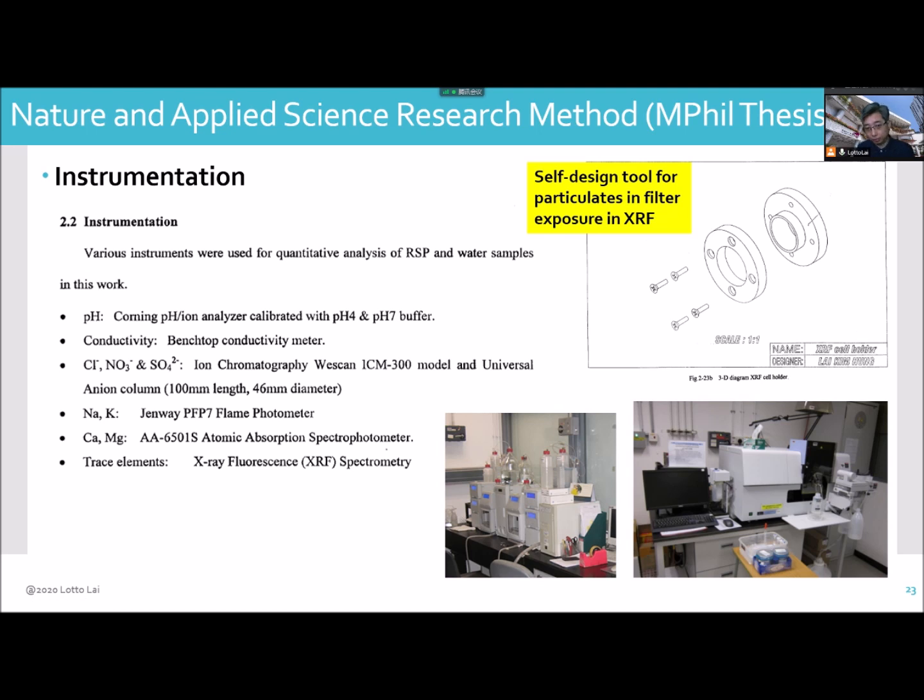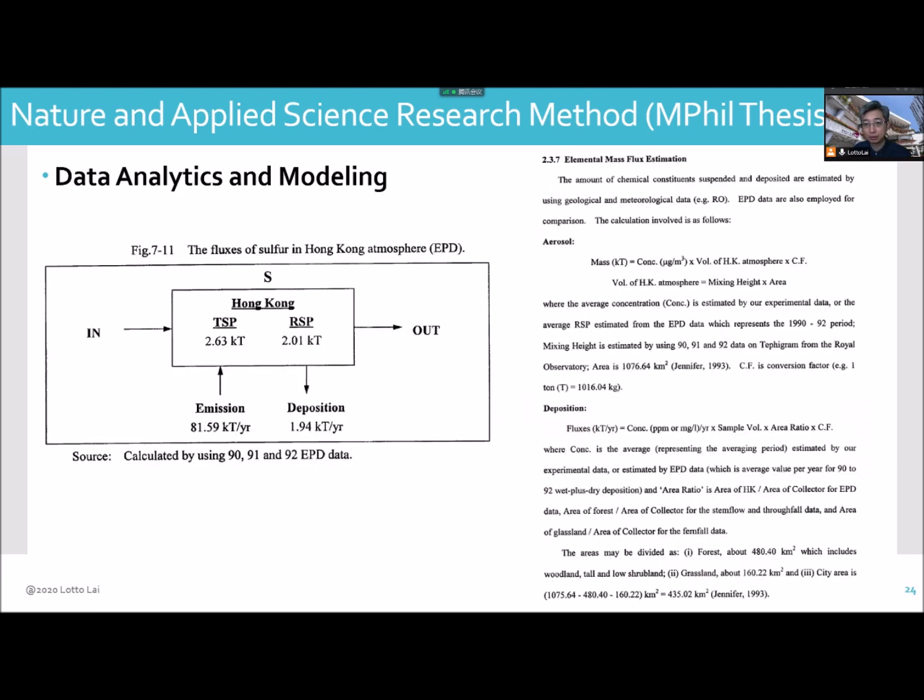During instrumentation, you need to self-design tools to overcome some difficulty. At that time, we used XRF. Our filter paper was under vacuum, so I needed to design a fixture to hold it firmly for this purpose. And then data analysis and modeling. After collecting all the information, I could calculate the flux of the sulfur content in the Hong Kong atmosphere: how much came in, out, and emission and deposition. So overall it is a box model.